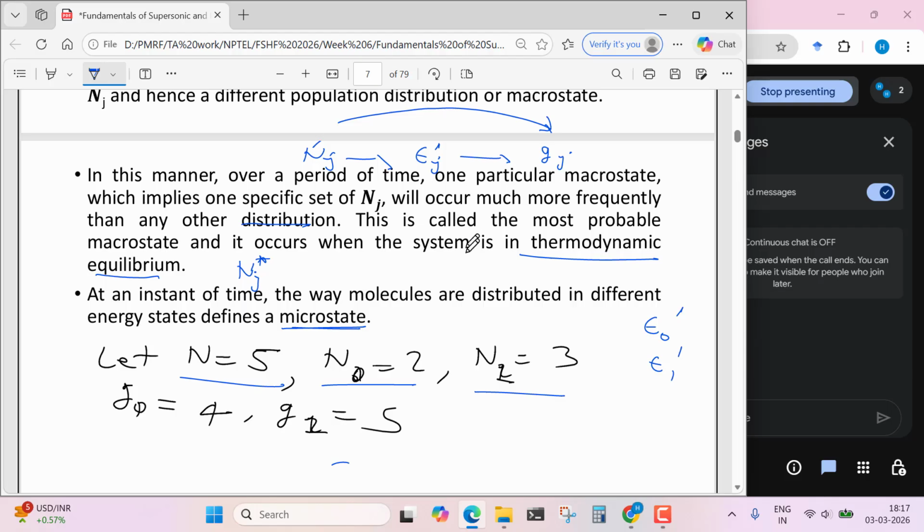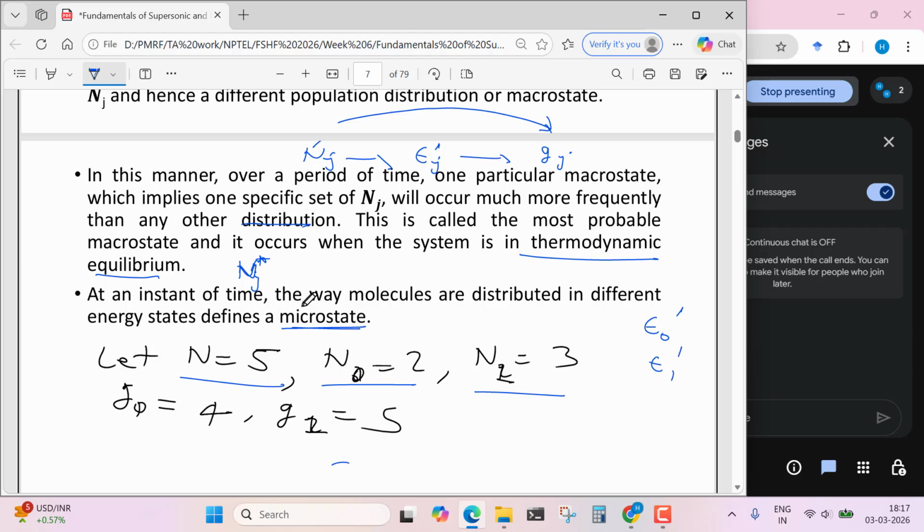It is related to the question which we have seen before. So now we know what the most probable macro state is and when it occurs. The distribution at that time is given by Nj star for the equilibrium. Now we will see how these micro states are defined.